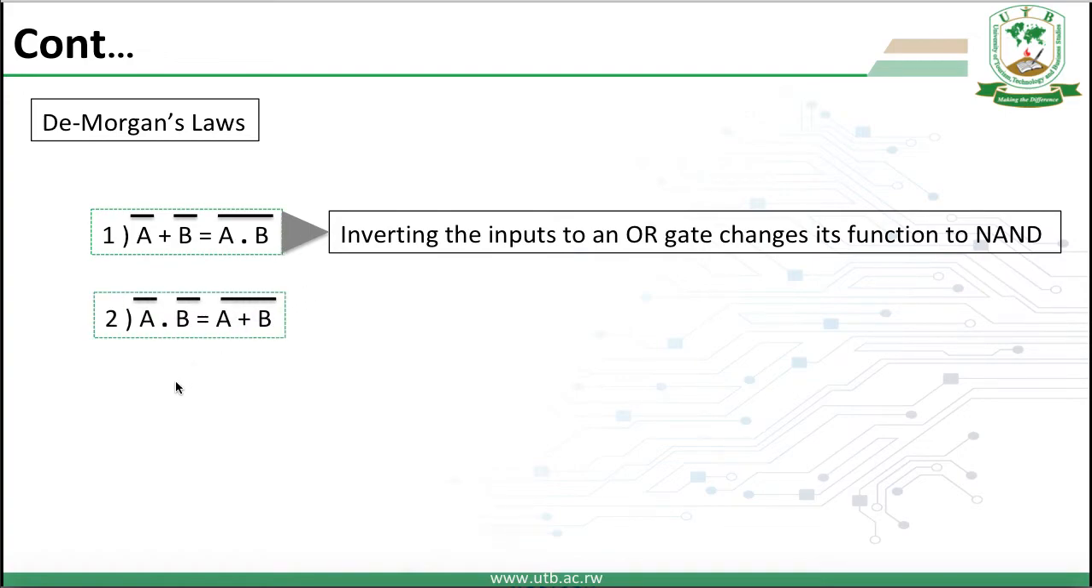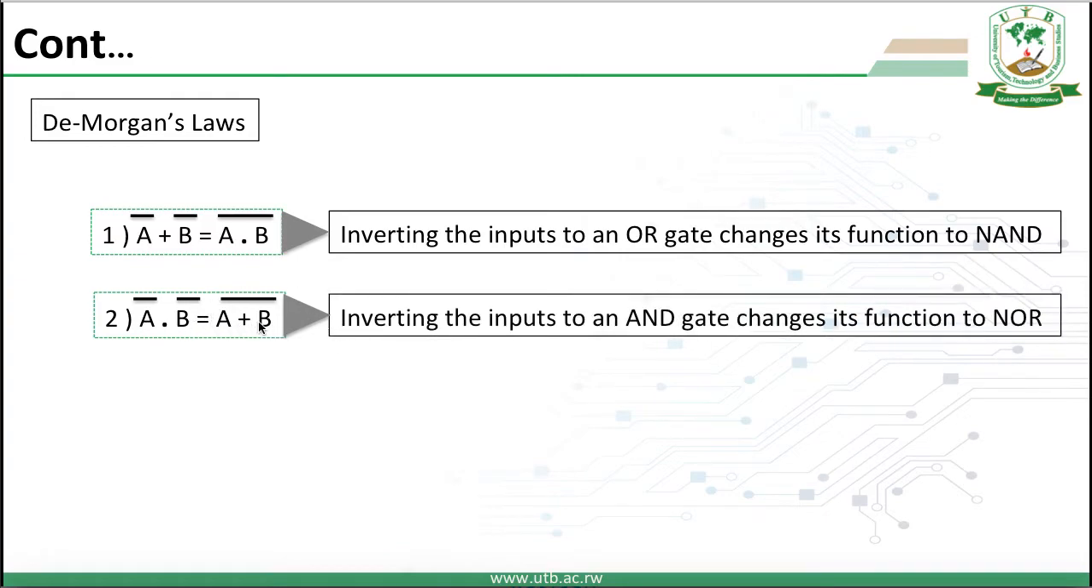Let us talk about the second law. A over bar times b over bar equals a plus b over bar. So what is it? Inverting the inputs to an AND gate. Check it out: this is inverting inputs, and times is an AND gate. It changes its function to the NOR gate. Why NOR gate? A plus b is an OR gate, and because of the over bar over the whole expression, it is called the NOR gate. So this is De Morgan's law. Fine, so those were the Boolean algebra laws.